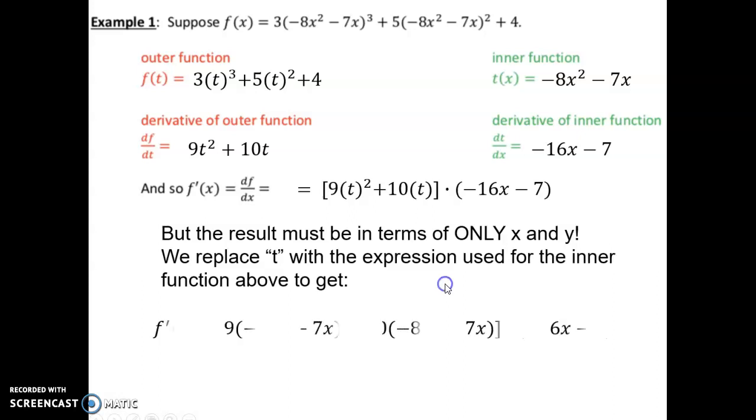that I had there. So my final derivative is 9 times negative 8x squared minus 7x quantity squared plus 10 times negative 8x squared minus 7x multiplied by negative 16x plus 7. There's my derivative using the chain rule.